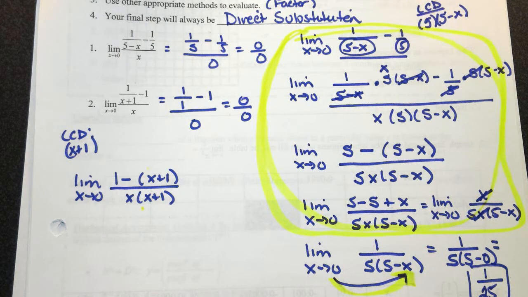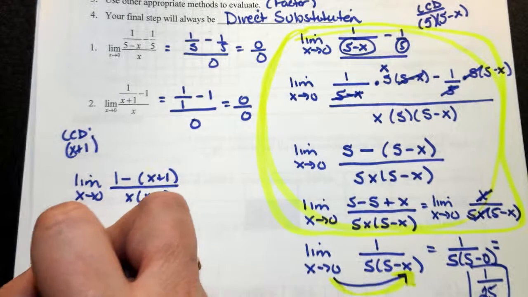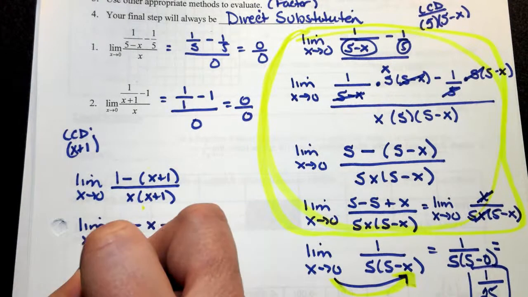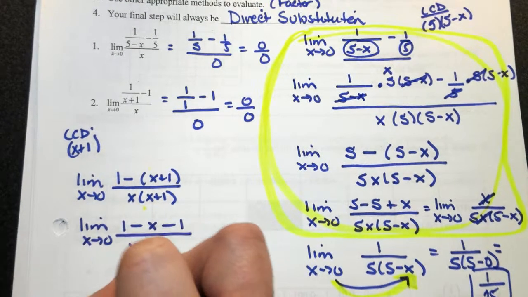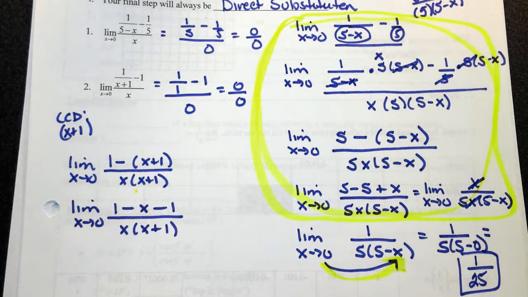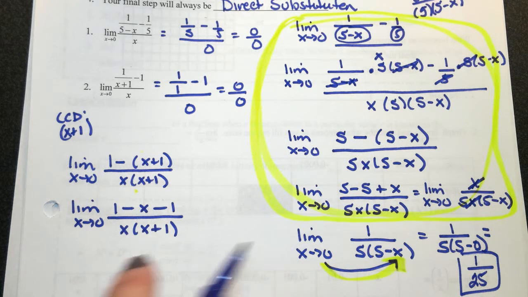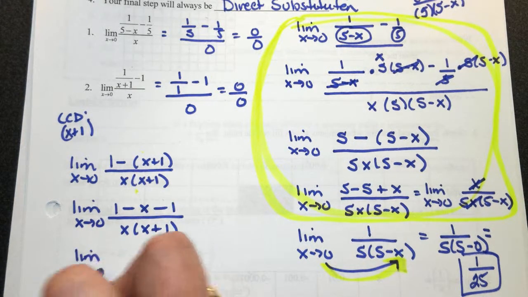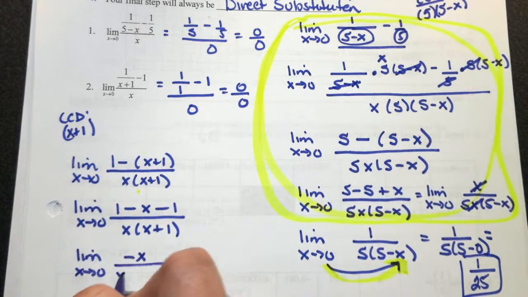So now notice, ladies and gentlemen, I can do my distributing here. Make sure you're careful with that subtraction sign. So that's 1 minus x minus 1 over x times x plus 1. What can I do next here, guys? What's going to cancel out in the numerator? The 1s. So I have the limit as x goes to 0 of negative x over x times x plus 1.